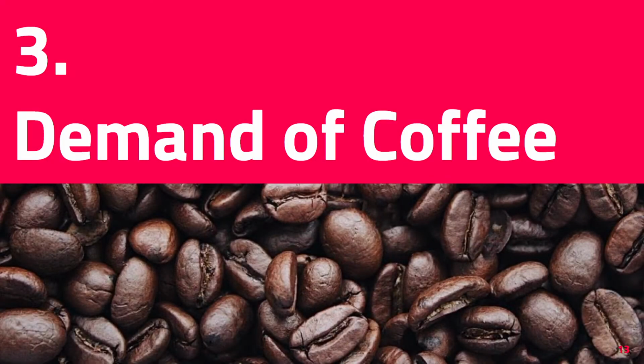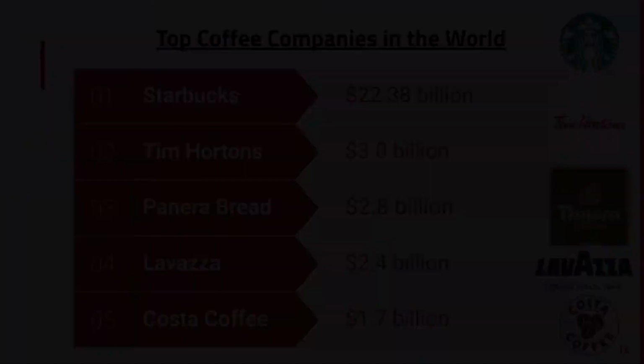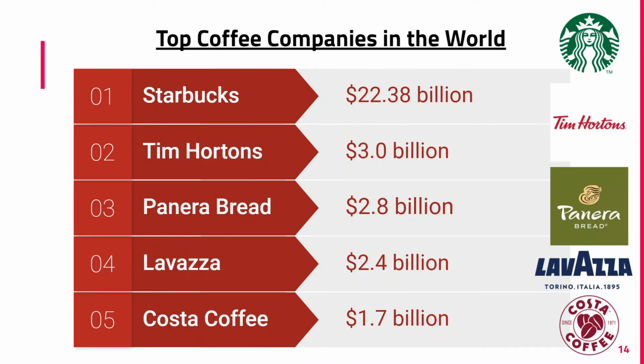Now, the demand of coffee. Let's talk about that. Here are the top coffee companies in the world. And at first, of course, we have Starbucks with a revenue of over $22 billion. Today Starbucks has over 27,000 stores worldwide, with a third of these located overseas. Between 1987 and 2007, the coffee business opened an average of 2 stores every day.